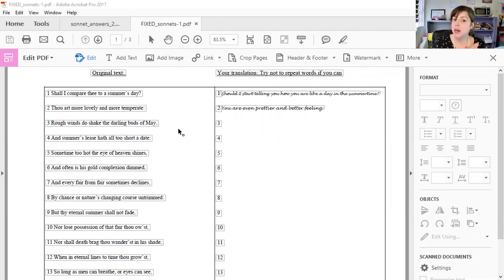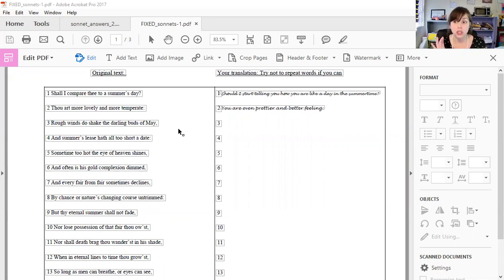So, shall I compare thee to a summer's day? Thou art more lovely and more temperate. Rough winds do shake the darling buds of May, and summer's lease hath all too short a date. Sometime too hot the eye of heaven shines, and often is his gold complexion dimmed. And every fair from fair sometimes declines by chance or nature's changing course untrimmed.